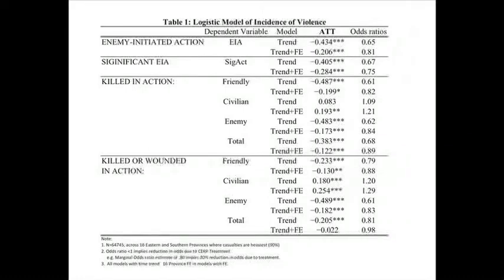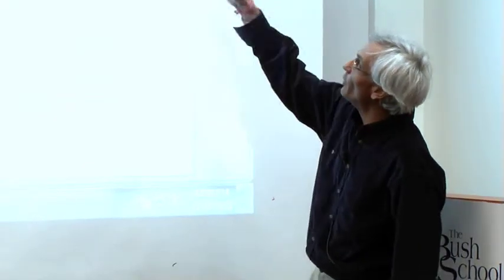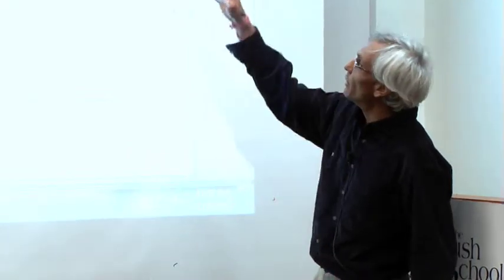Right? If you put a trend, then it decreases by 20%. That's not so bad. I mean, it's actually very, very good. Even if you control for heterogeneity across provinces, then that's true.